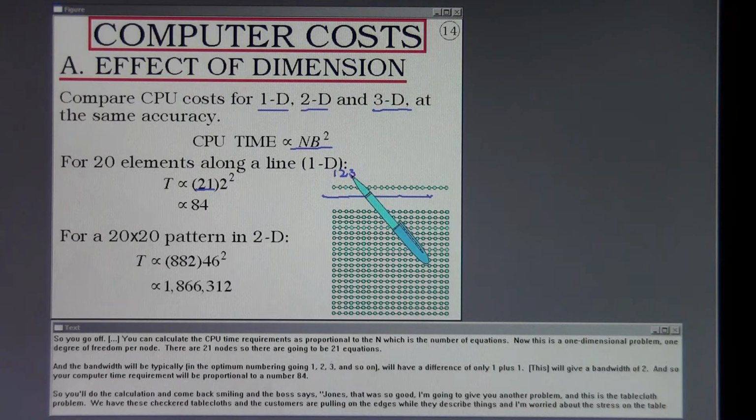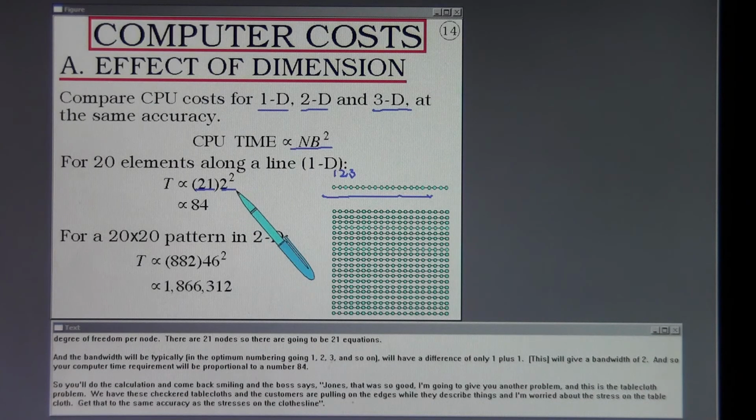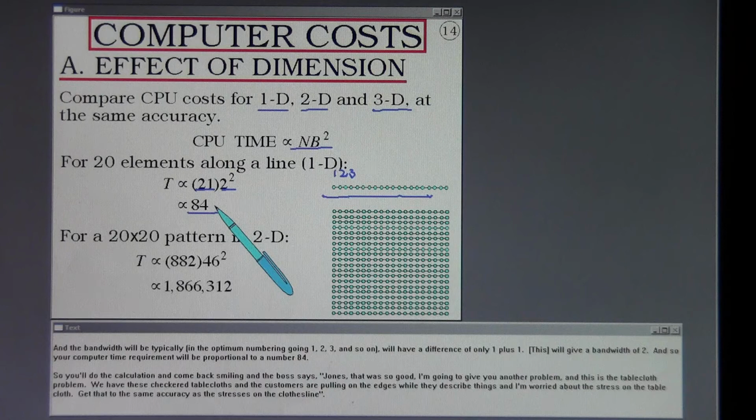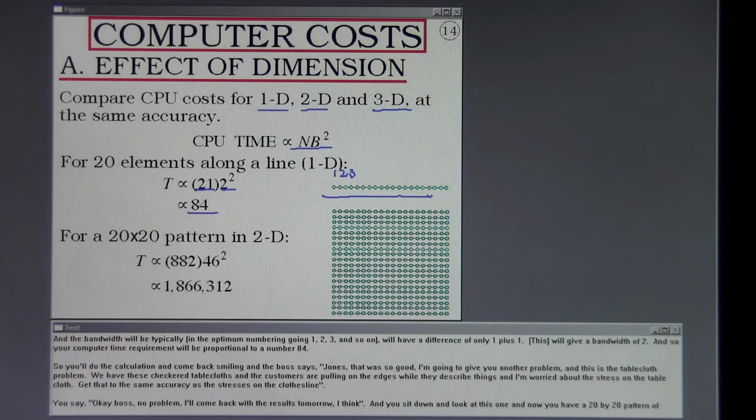We'll have a difference of only 1 plus 1, which will give a bandwidth of 2. And so your computer time requirement will be proportional to a number, 84. So you'll do the calculation and come back smiling, and the boss says, "Jones, that was so good, I'm going to give you another problem," and this is the tablecloth problem.